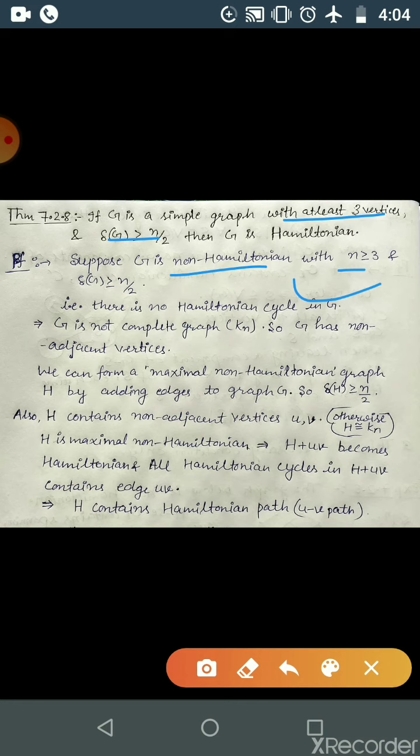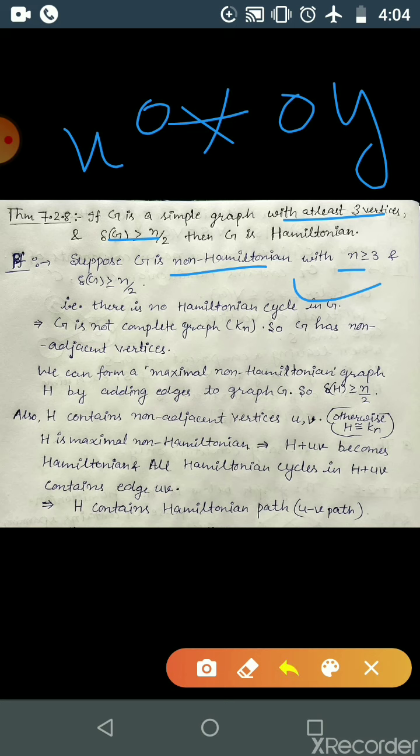And there does not exist any Hamiltonian cycle means G is not a complete graph, obviously, because a complete graph is Hamiltonian, correct? So there exist some non-adjacent vertices. In a non-complete graph there exist some non-adjacent vertices, that is, there is no edge between these two. So at least 2 non-adjacent vertices will be present in G, correct?